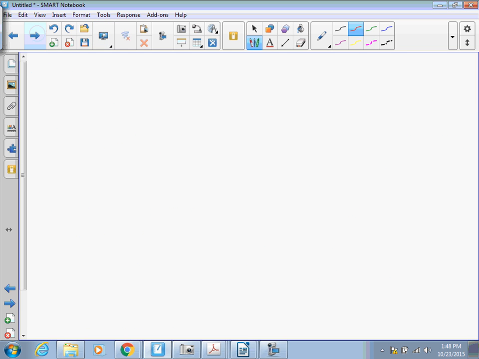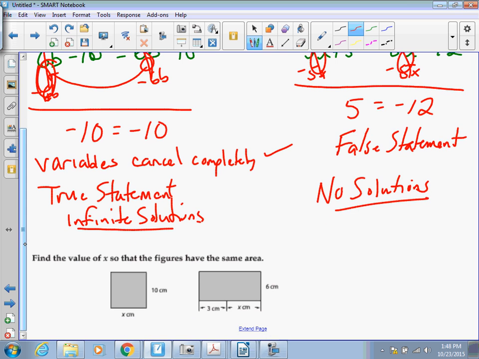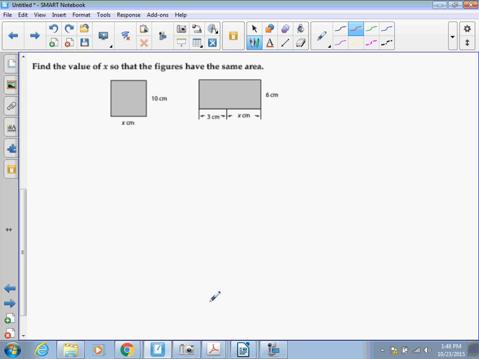All right. So then the other one I want to look at is this idea of an application. So let's move on to this next video down here. This is an application of equations. So find the value of x. So there's some directions. So the figures have the same area.